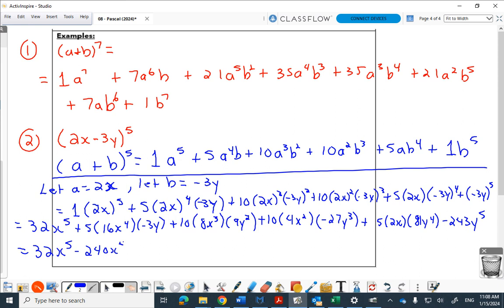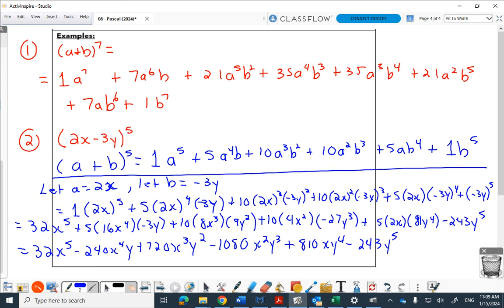It's the last example, so I got to check these before I wrap up the video. 720x cubed y squared. Oh, 4 times 27 is 108. Oh no, negative. Well, that's interesting. Negative 1080x squared y cubed. I'm going to check these for errors in just a second. 810xy to the fourth. Oh, and this one's not too bad. Negative 243y to the fifth. Let's check all those, though.